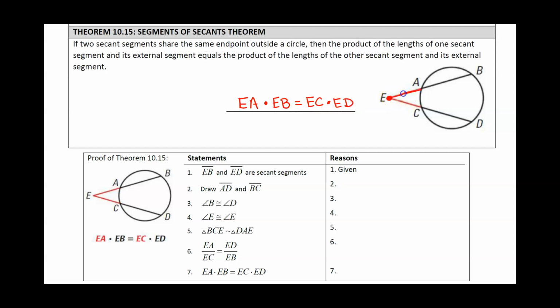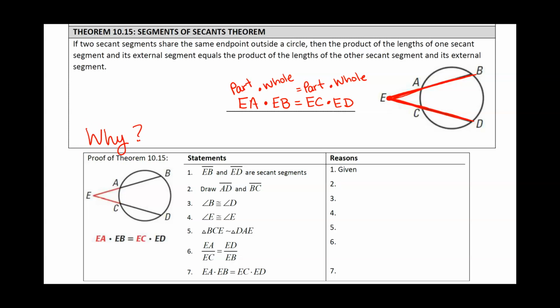Now, EA is the outside external segment. EB is the whole thing. That is equal to the outside segment EC times ED, the whole thing. So this is the way I remember this one. This is part times whole equals part times whole. Now again, you will remember these more if you really understand why this is happening.